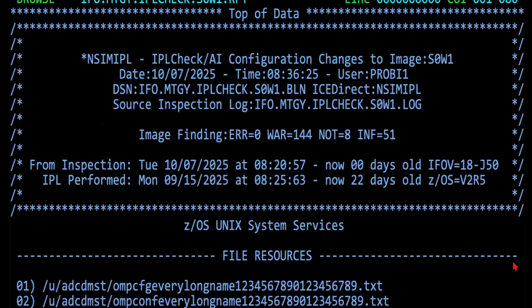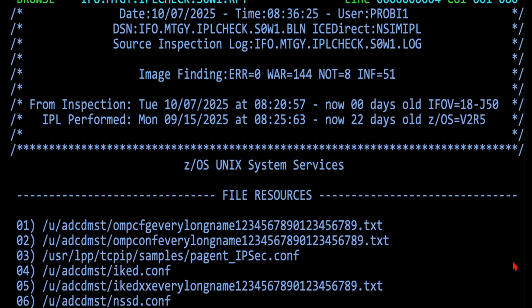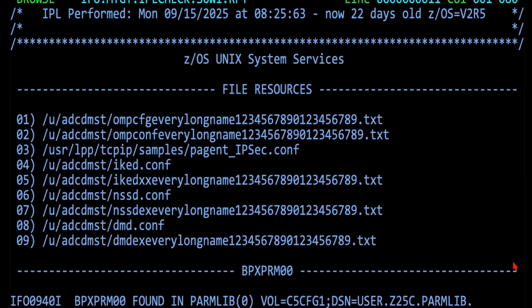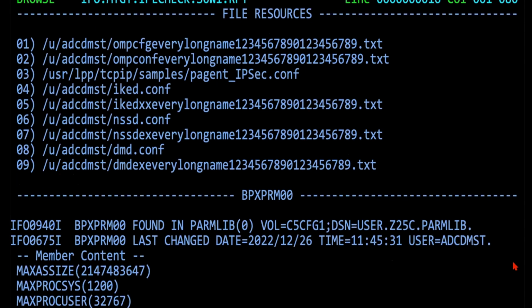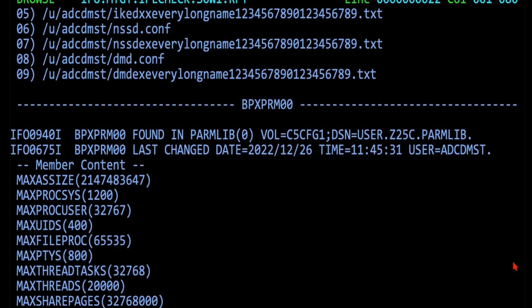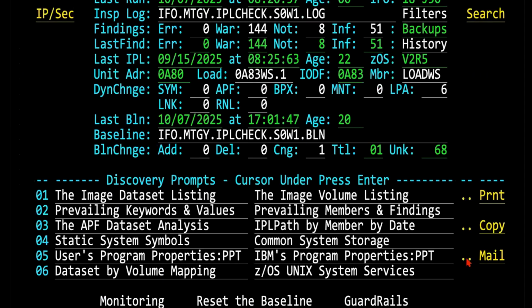These all have common headers that tell us where they came from. These are all of the Unix files that have been referenced in this particular configuration. Here's where they came from, and here are the members associated with Unix System Services that are in this particular inspection trace.